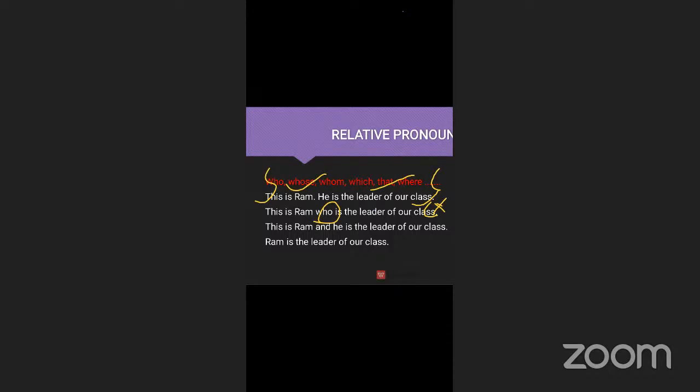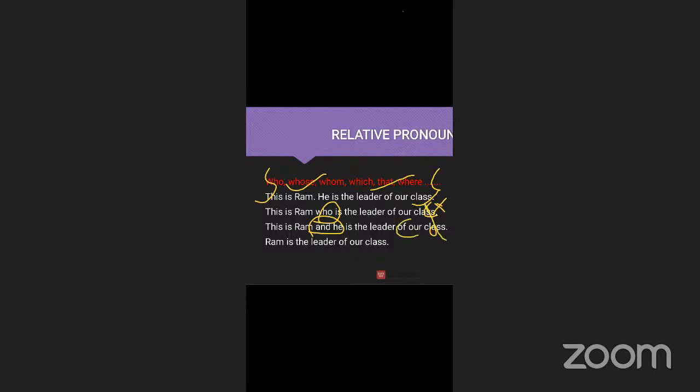Okay, this is Ram, who is the leader of our class. This is Ram, and he is the leader of our class. What is that sentence? We used "and." Then what is that sentence? That is a compound sentence.